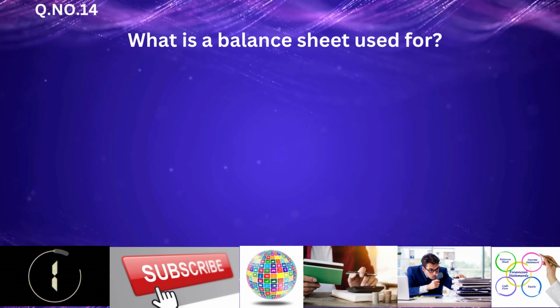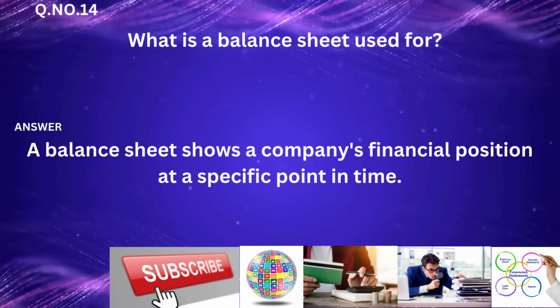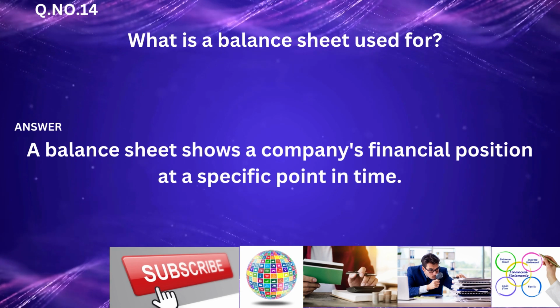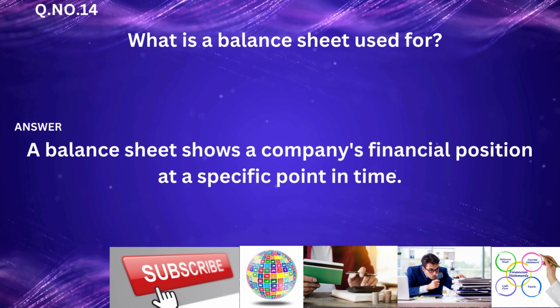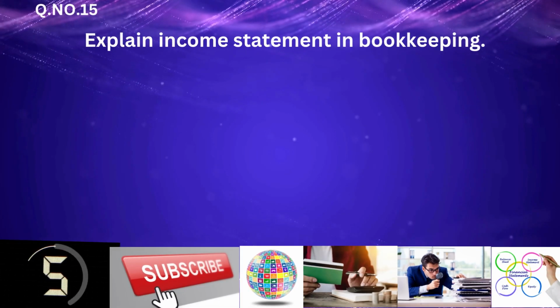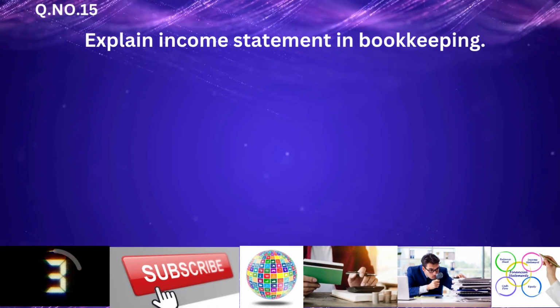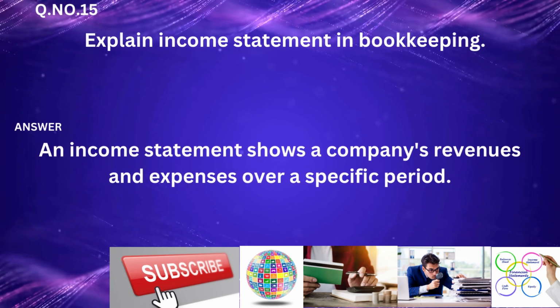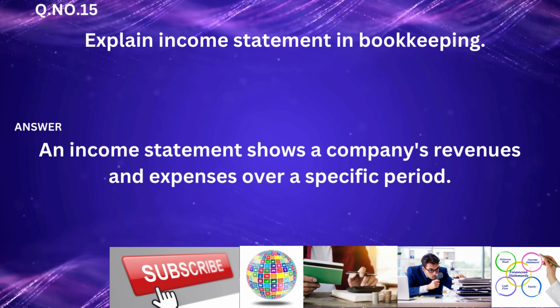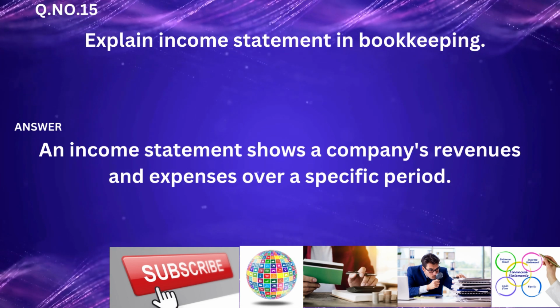Question 19. What is a cash flow statement used for? Answer. A cash flow statement shows how changes in balance sheet accounts and income affect cash and cash equivalents. Question 20. What is depreciation in bookkeeping? Answer. Depreciation is the allocation of the cost of a tangible asset over its useful life.